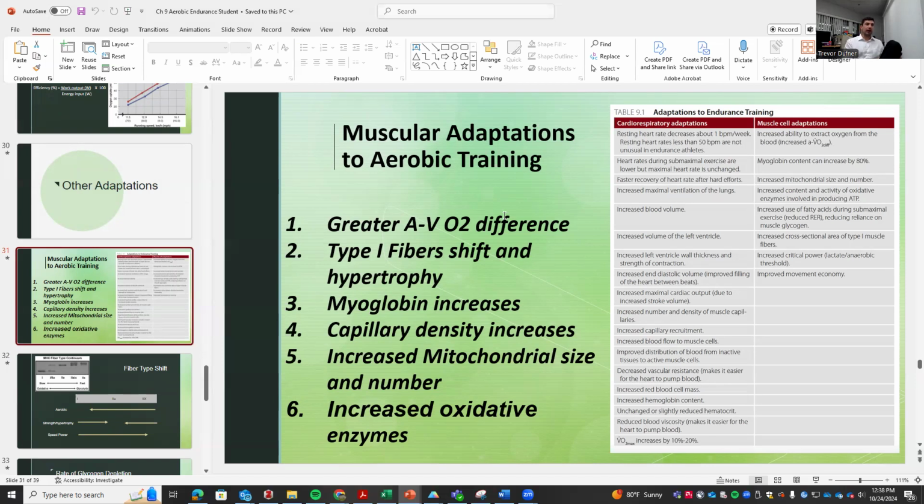We're also going to see type 1 fibers shift and hypertrophy. Type 1 fibers don't really go through a lot of hypertrophy, right? We talked before about myofibril hypertrophy or sarcoplasmic hypertrophy. Realistically, all these type 1 fibers do is go through sarcoplasmic hypertrophy. They're getting better at storing glycogen. They have a lot more mitochondria, and they're getting bigger in that way, but realistically, they're not really gaining in size a lot.